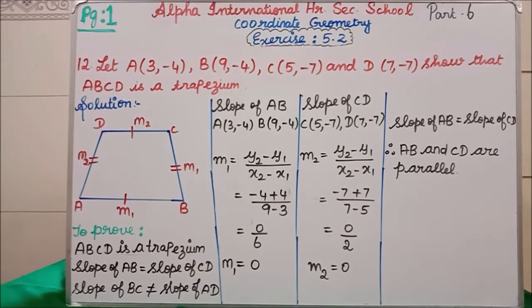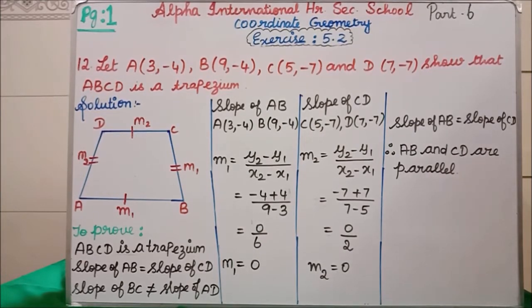What they are asking in the question is: let A (3, -4), B (9, -4), C (5, -7) and D (7, -7). Show that ABCD is a trapezium. We have to show that it is a trapezium.